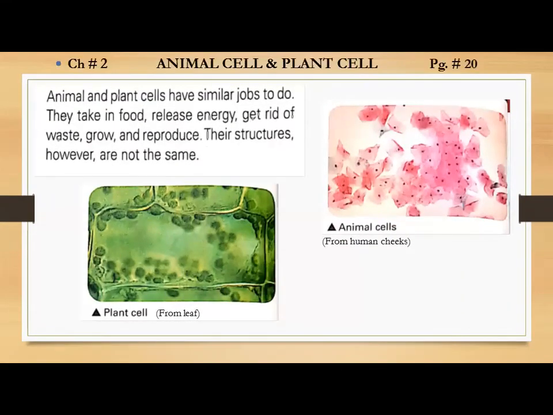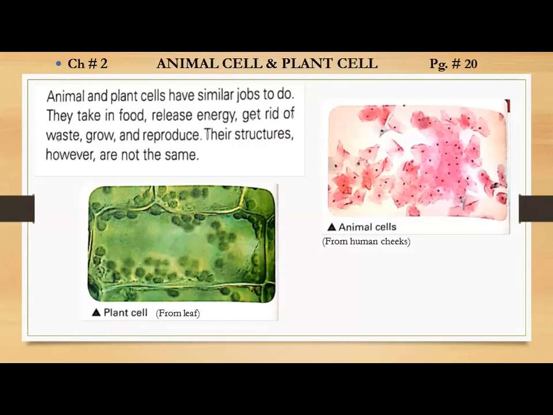Okay, animal cells and plant cells. Here we are to compare different cells, that is, animal cells and plant cells. Animal and plant cells have similar jobs to do. They take in food, release energy, get rid of waste, grow and reproduce. Their structures, however, are not the same. Different cells have different functions and different structures.